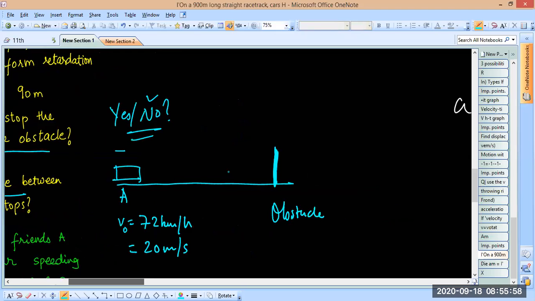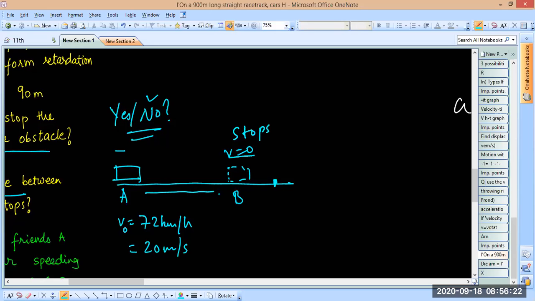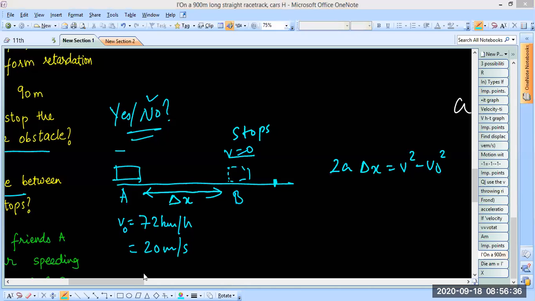So suppose it would stop here. I don't know where it would stop. Let's say, forget about the obstacle for a while, just ignore it, it is invisible. So when it reaches B, the velocity is 0. The final velocity will be 0, because it stops. Based on that, you can find out this distance or displacement. How much displacement? We will use the third equation, which is actually the easiest way to do it. So 2a delta x equals v square minus v0 square.